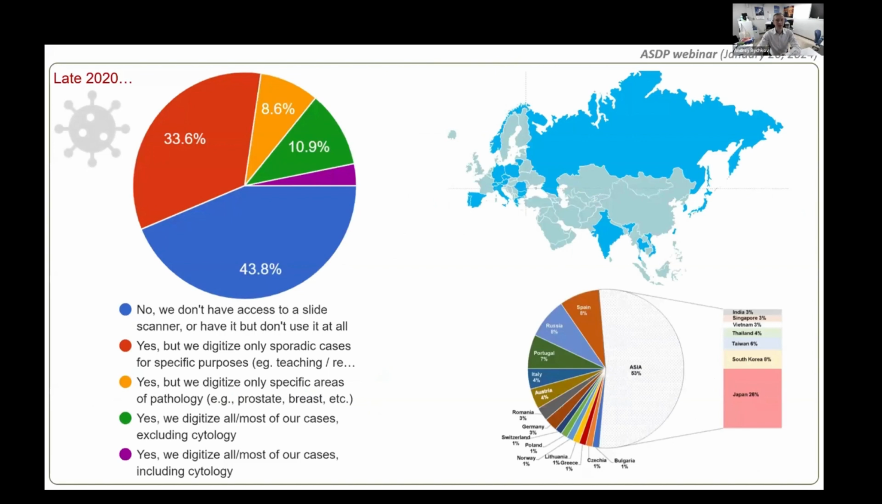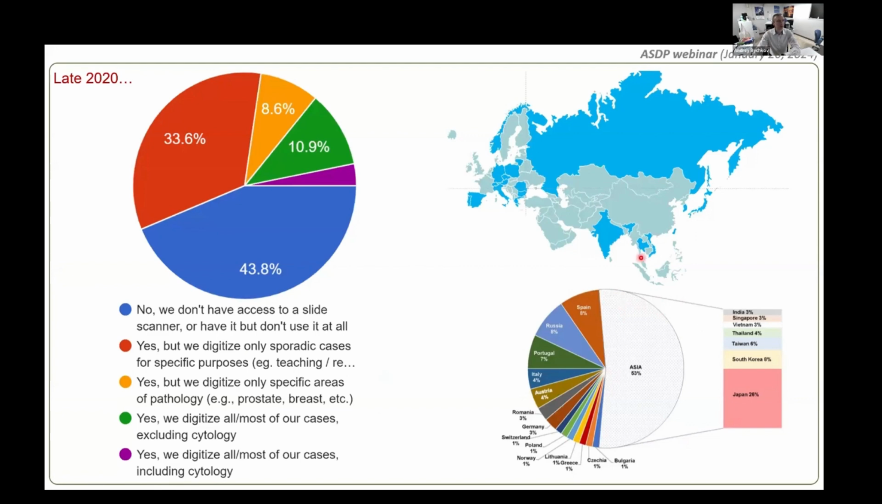The survey was conducted in late 2020, when all of us were affected by the COVID pandemic, and a total of 127 anatomic pathology laboratories participated, including 75 from Europe and 52 from Asia. There were questions about the use of digital pathology and AI. Out of all participants, only 72 laboratories really practiced digital pathology at that moment, with roughly equal representation from Asia and Europe, as shown on this pie chart.